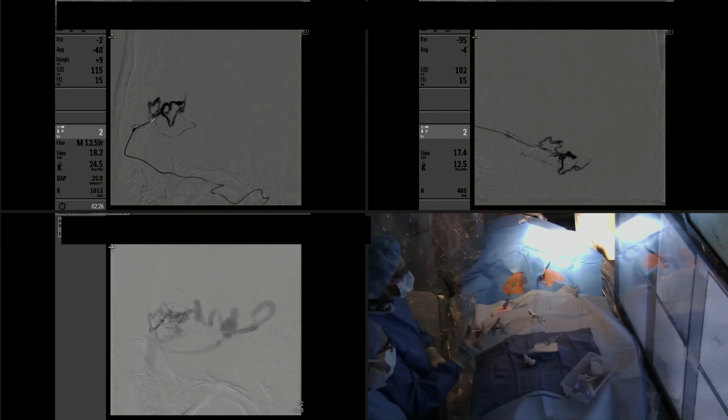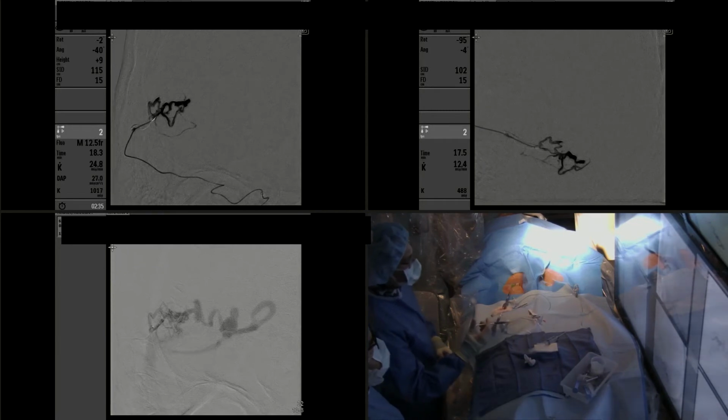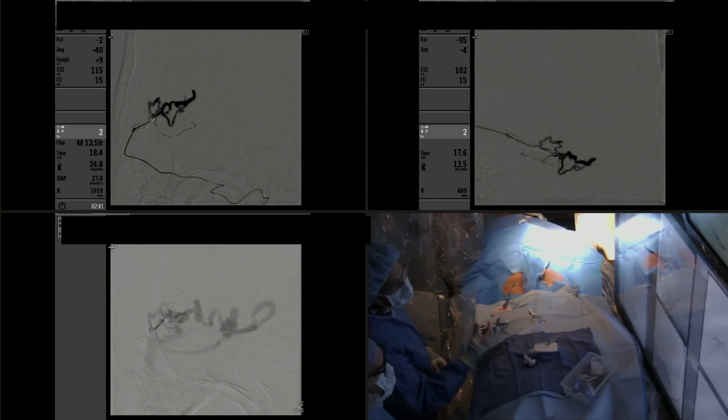I like to work in AP and lateral view so that we have a good understanding of the landmarks. Sometimes when there's an oblique projection, it's very challenging for us to get oriented. So this is straight AP and lateral positions of the projections of the tube.